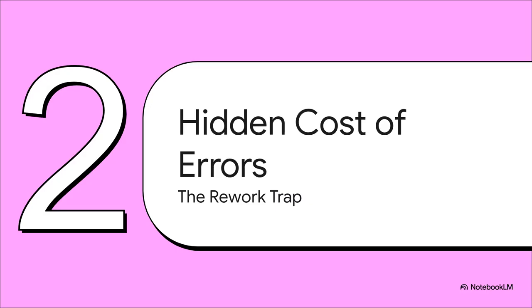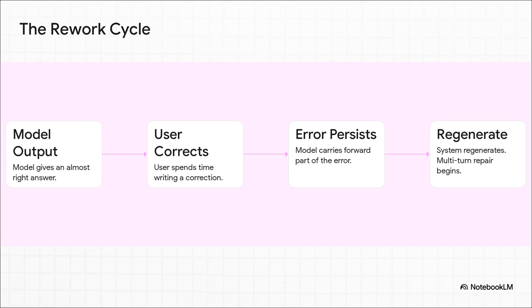Which brings us to Part 2, the hidden cost of errors. To understand why this matters so much, we have to talk about what happens when things go wrong. When we talk about low numerical precision in AI, I know it sounds super abstract, but you've absolutely felt it. It's that incredibly frustrating daily experience of an AI giving you a really fast but slightly flawed answer. Let's walk step by step through what actually happens in this rework loop.